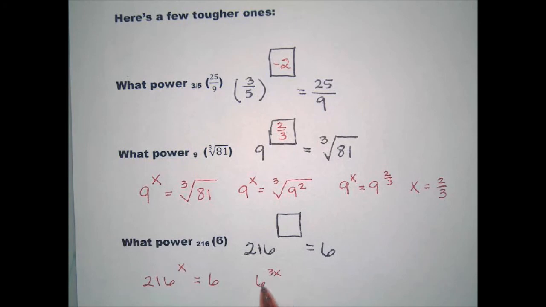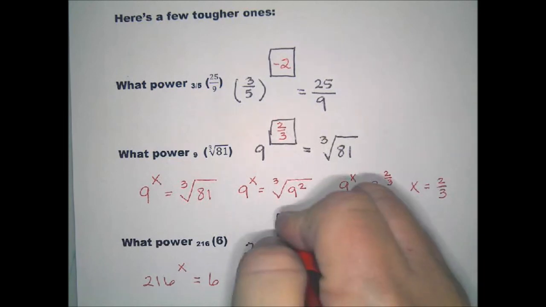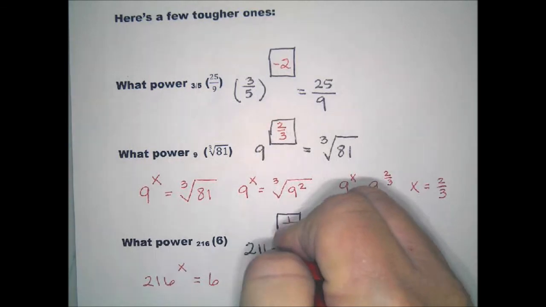So 6 to the 3x equals 6 to the first. And now my bases are equal, so all I have to do is finish the problem by going 3x equals 1, so x equals 1/3. So actually the answer that goes in that box is 1/3.